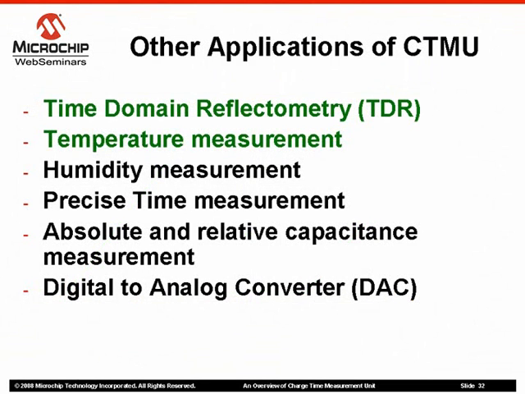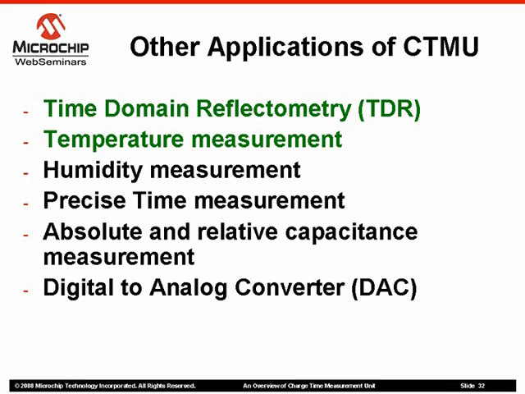There are many other applications the CTMU can be applied to. Some of them are listed here. First is time domain reflectometry, uses the time measurement side of the CTMU. Second is temperature measurement using a simple diode. We will see these two applications in the next section.